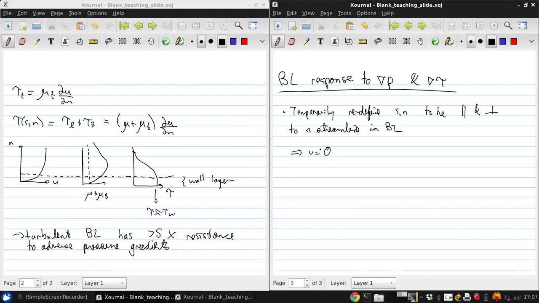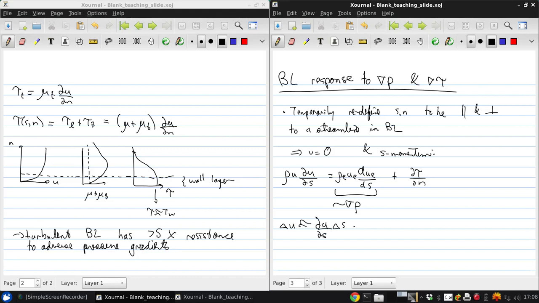So this means that by definition V is zero and the S momentum equation is going to give us rho U dU/dS is equal to rho_e U_e dU_e/dS plus d tau/dN. Remember, this is our grad P term. So if we consider the change in fluid velocity delta U over a small distance delta S, which is approximately dU/dS times delta S, then that, using this momentum equation, is given by rho_e U_e over rho U times dU_e/dS times delta S plus 1 over rho U d tau/dN delta S.